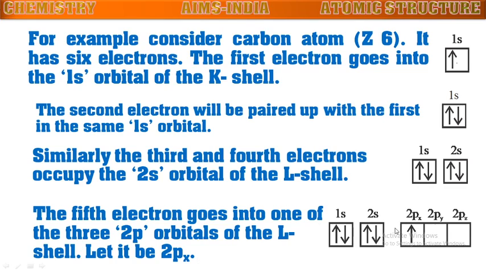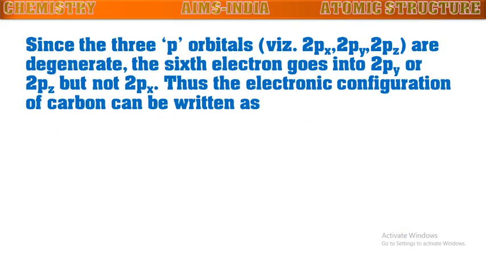A 2p subshell contains 3 orbitals. Out of them, one of the orbitals is occupied by this fifth electron. Let us consider that as a 2px orbital. Since the 2p orbitals, 2px, 2py and 2pz, are degenerate, the sixth electron goes into 2py or 2pz, but not into 2px.